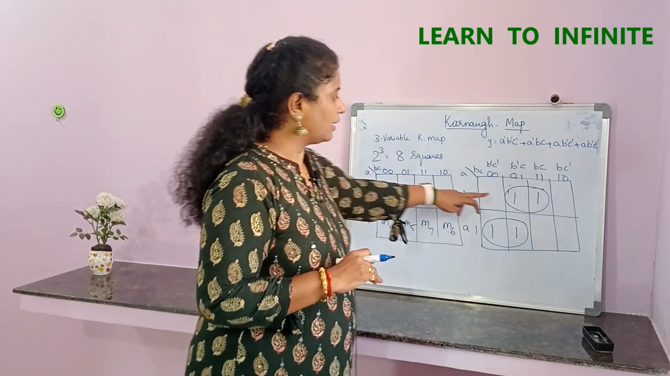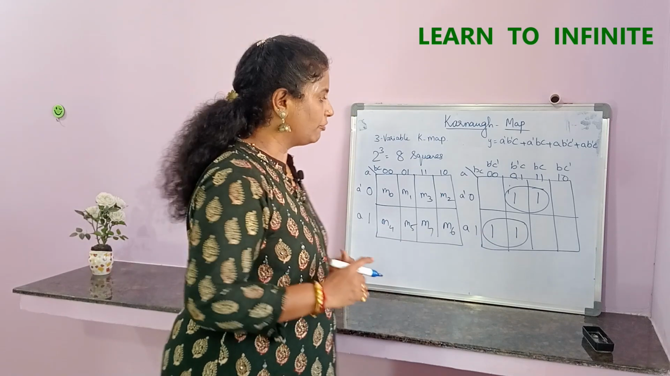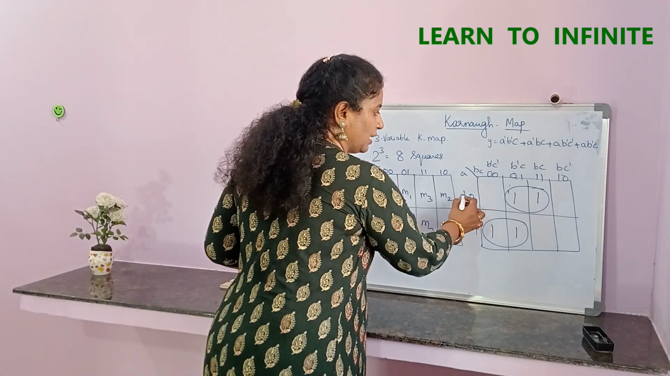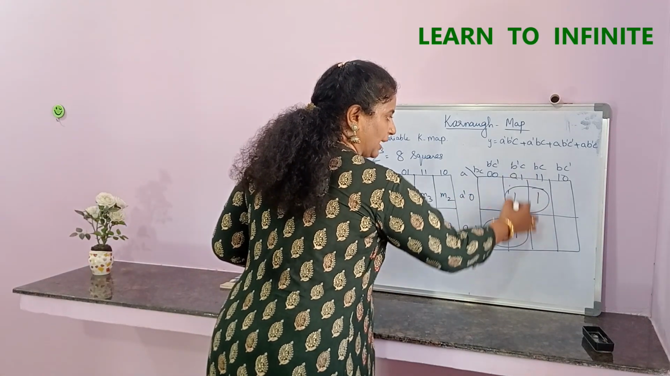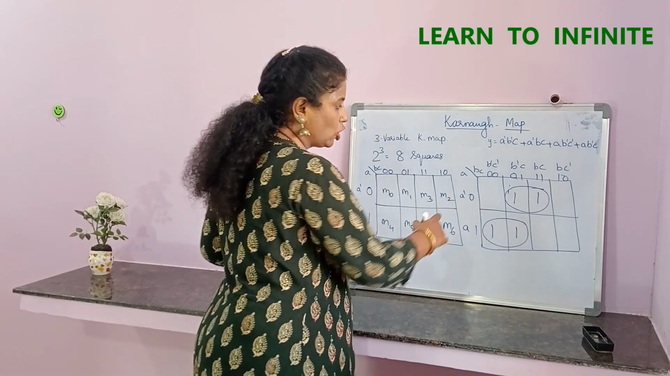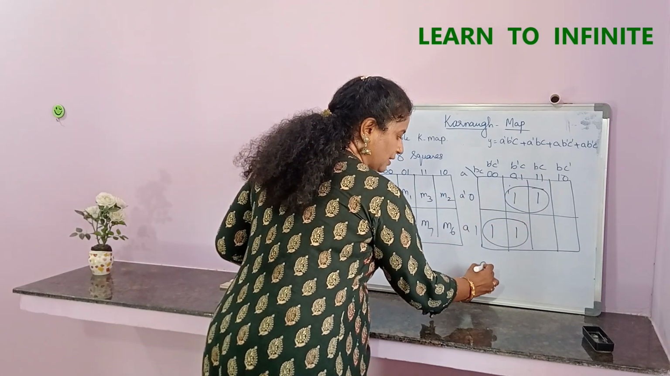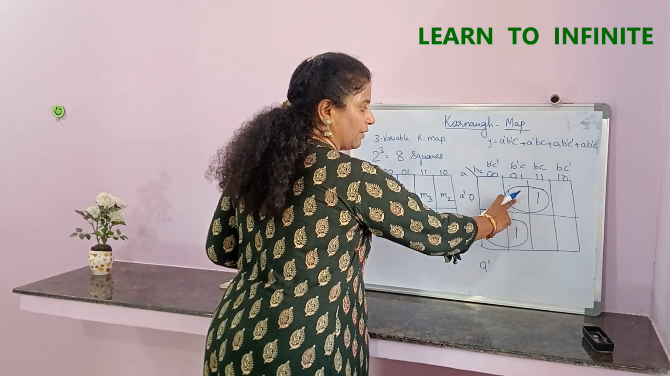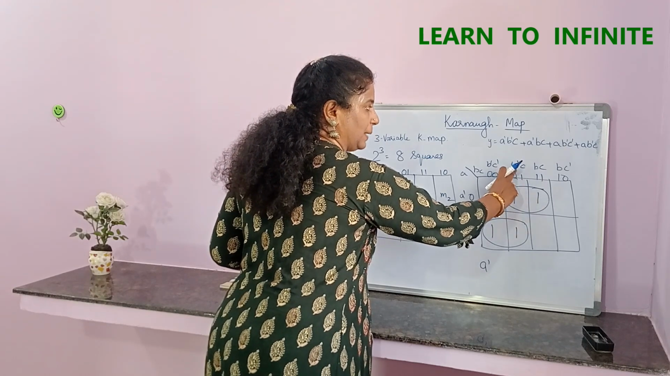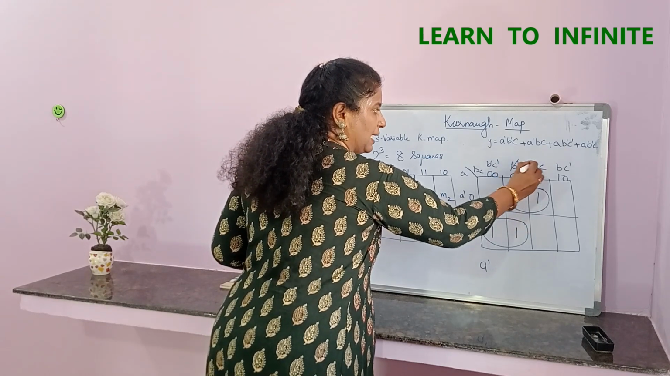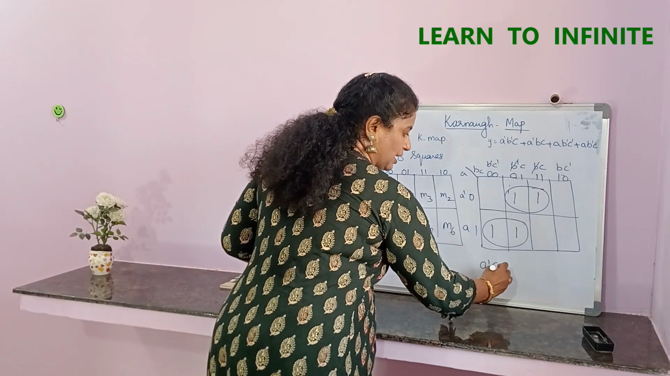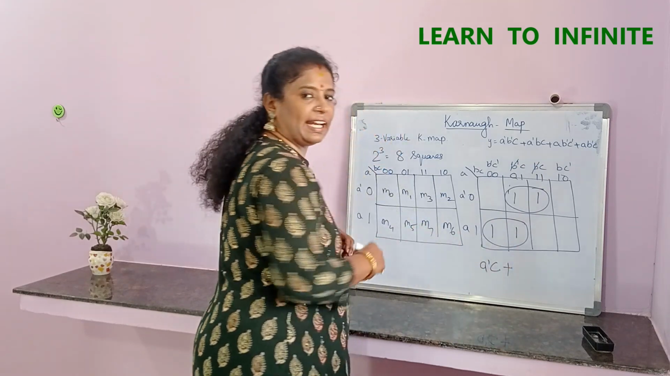Okay. So now writing the answer for the two pairs. For the first pair, see here, the first row is there, second column, third column is there. So what is the value for the first row? It is A dash. What is the value for second column and third column? It is B dash C and BC. Here B dash and B get cancelled, so C. So the answer for your first pair is A dash C.